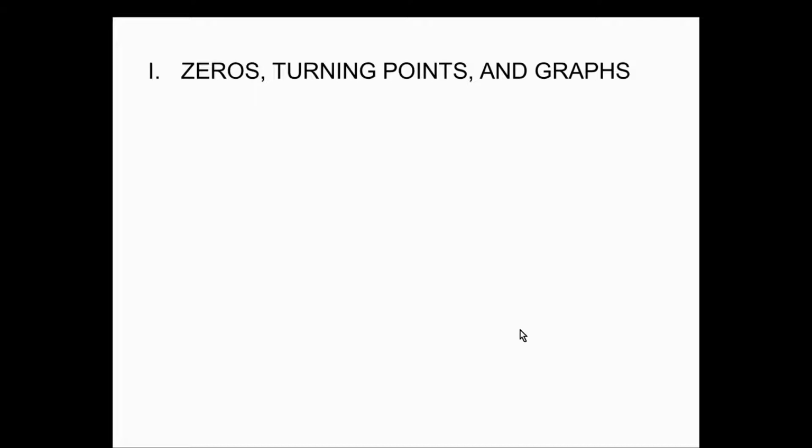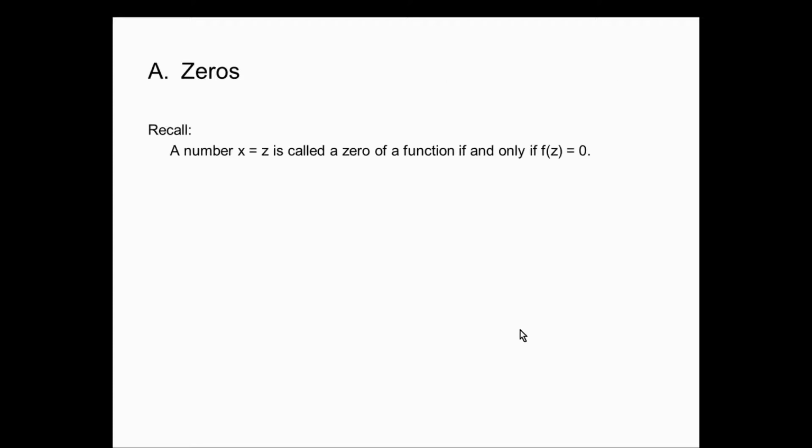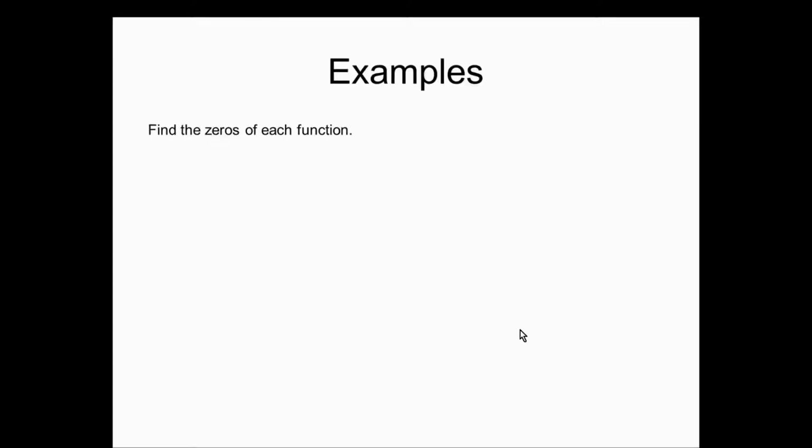Specifically, this is section 4.2, graphs of polynomial functions. Zeros, turning points, and graphs. Zeros. Okay, we already know what zeros are, so recall: a number x equals z is called a zero of a function f if and only if f of z equals 0. It basically comes down to trying to factor the polynomial.